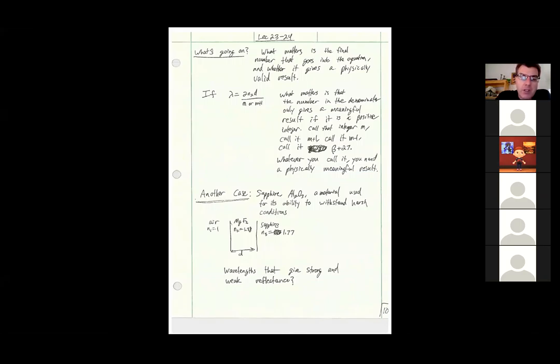But sapphire is very good at withstanding heat, mechanical shock, acid. It's actually a really tough material. So people will sometimes do optics with sapphire. It's a high refractive index material. It'll give you very strong refraction when you want strong refraction, and it withstands harsh conditions. And so again, we want to work out the wavelengths to give strong and weak reflectance.